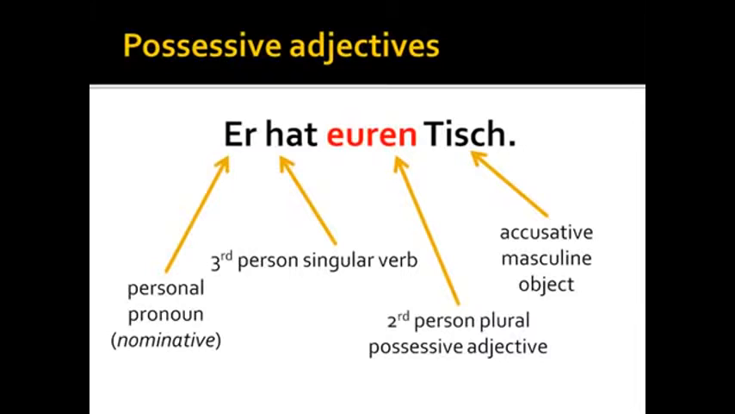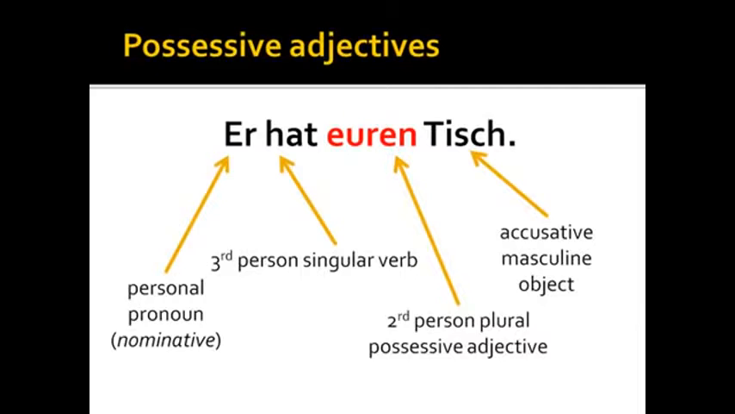Now, let's take a look at the one exception, or sort of a general weird case in the possessive adjectives, and that would be euer. Euer is a second person plural possessive adjective, so y'all's. We have the same sentence, he has, and then we have the table. So he has the table, the table receives the action, therefore it's going to be accusative.